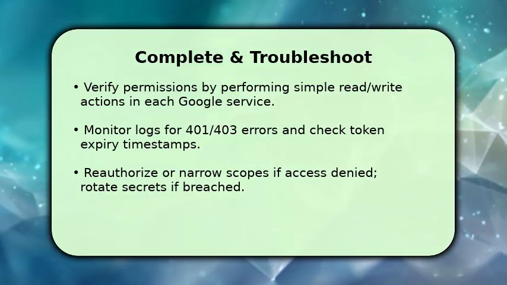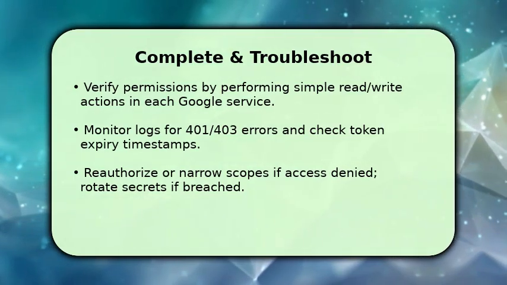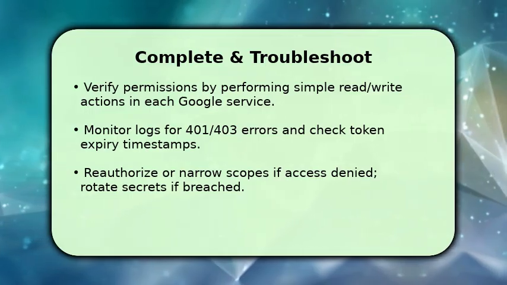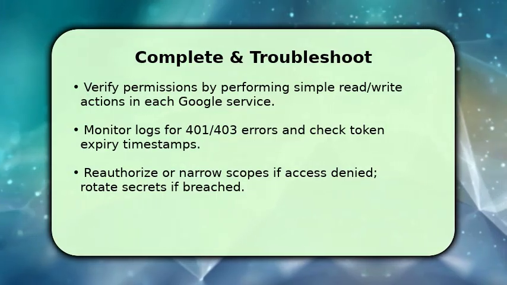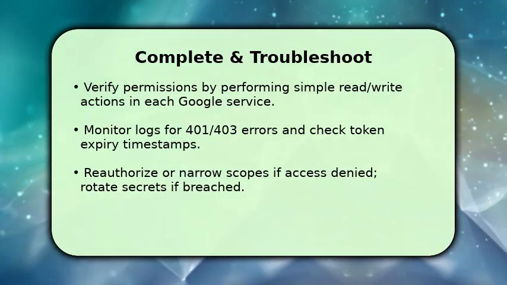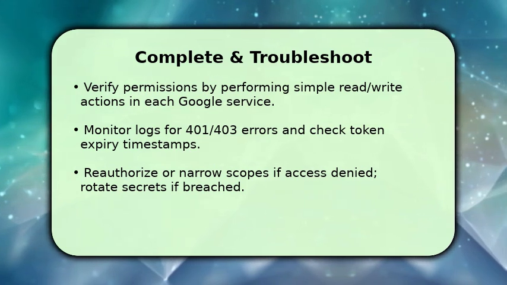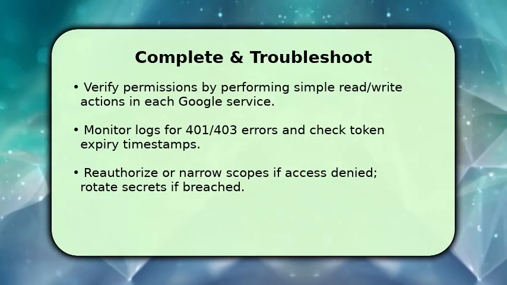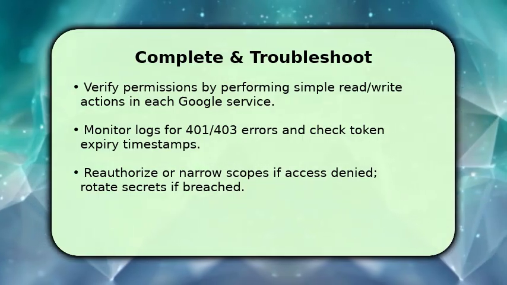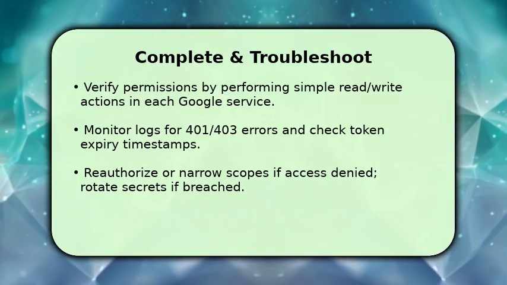If things go wrong, check logs for 401 or 403 responses and inspect token expiry and scope mismatches. Reauthorize the app or refresh tokens as needed. One key troubleshooting tip: if access is denied, recheck OAuth consent scopes and rotate client secrets. Stale credentials are the most common culprit for sudden failures.